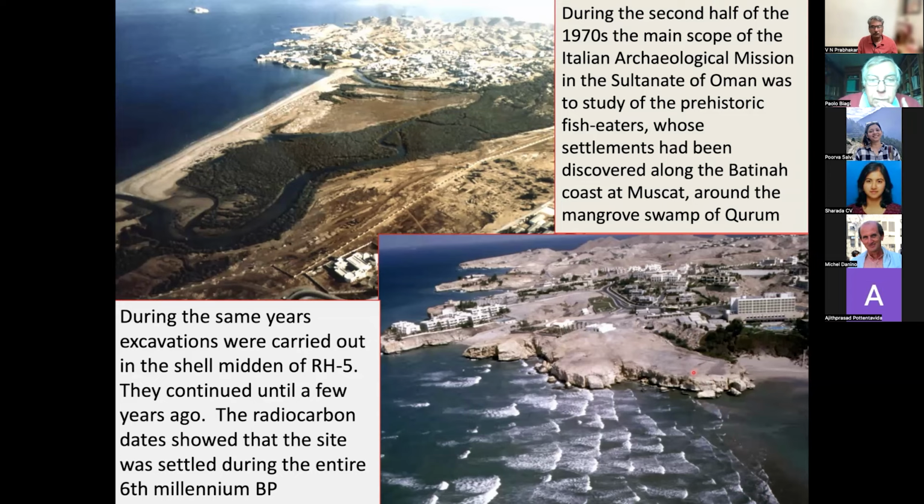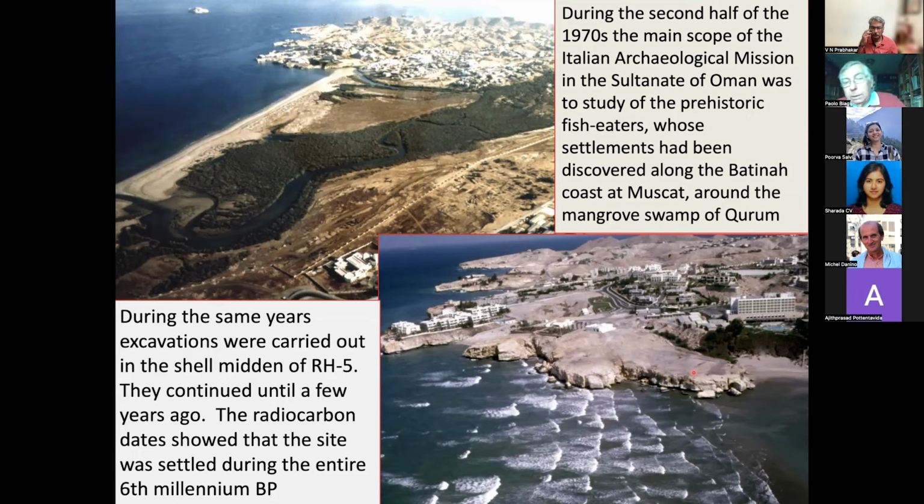But anyway, just to give you a very clear idea of the landscape, have a look at this picture. This picture is classic, it's fantastic. You see a mangrove swamp, you see the Batina coast, which comes down from the northern part, from the Emirates. Here you have the mangrove swamp again, and here you have the cape and the limestone terraces on which the shell middens are located.